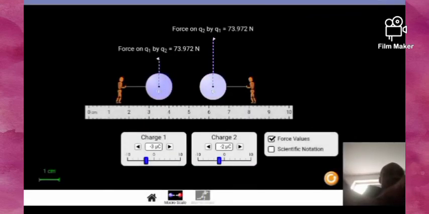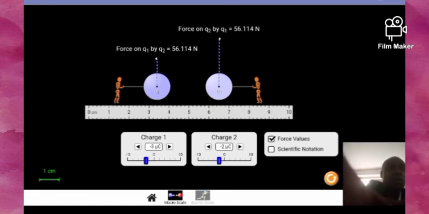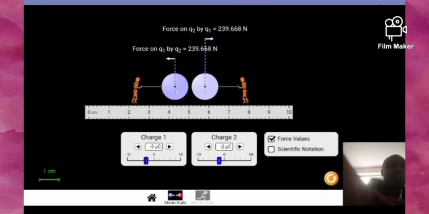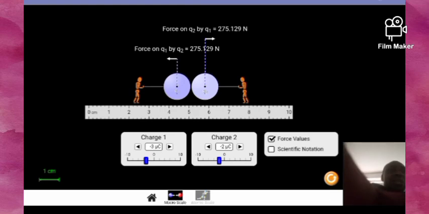Now I have changed both charges to negative charges. Now let's see what happens. When they come closer, the magnitude of the force increases. You can also see that the directions of the forces are different. The magnitude of the forces is very small compared to when the charges are very large. See that the charges are very small.